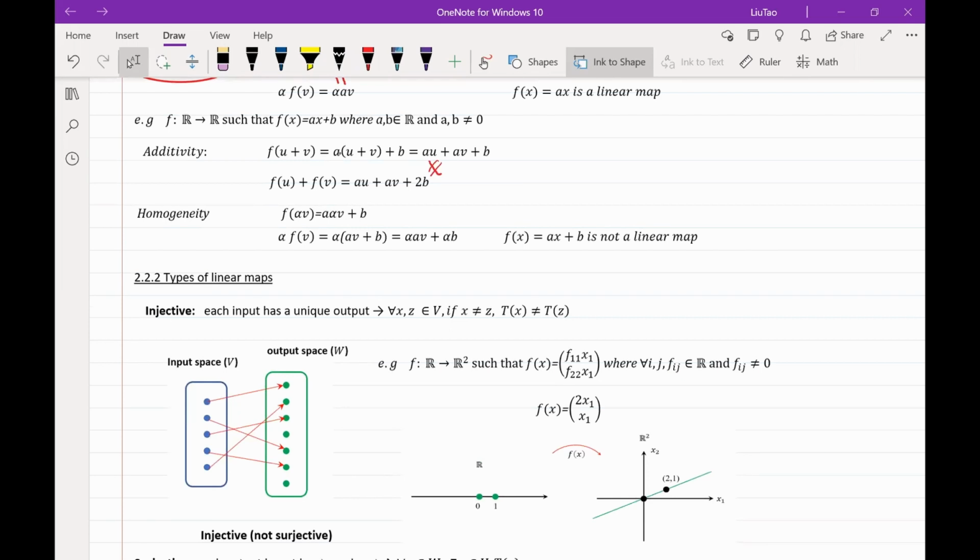Now let's check homogeneity. f(alpha v) is equal to a times alpha v plus b, and alpha times f(v) is equal to alpha times (av plus b), so it's equal to alpha av plus alpha b. And the left side is not equal to the right side. Then f(x) equals ax plus b is not a linear map.